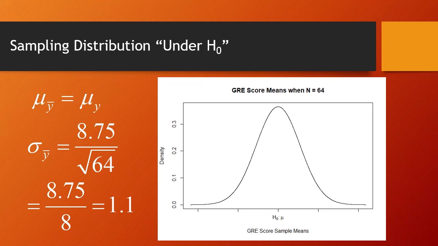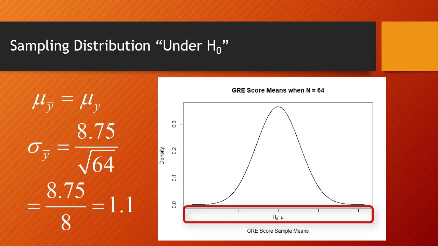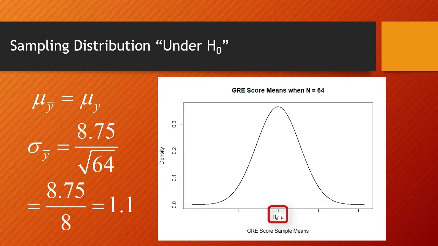So in this sampling distribution here, I have left the numbers off the x-axis because they are going to change depending on what our hypothesis is. Whatever we hypothesize is going to be right in the middle of that distribution. The standard deviation of means, however, will still be 8.75, which is the standard deviation of GRE scores, divided by the square root of n, in this case 64, which gives us a standard deviation of means of 1.1.